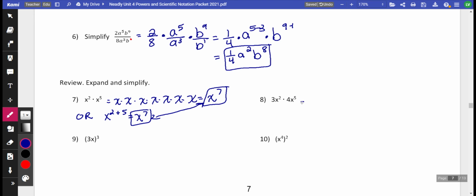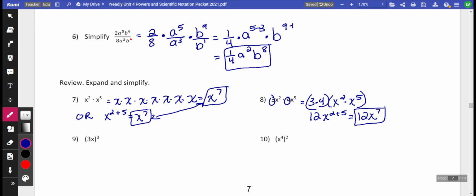For number 8, I want to take my coefficients of 3 and 4 and multiply those, 3 times 4. And then x squared times x to the 5th. 3 times 4 is 12. X to the 2nd plus 3 because I'm multiplying both bases, so I add the exponents. So that gives me 12x to the 7th.